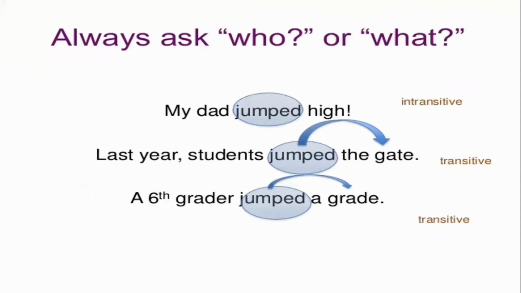So my dad jumped high, that's intransitive, right? But jumped the gate, jumped the gate. So after that, high, that's what you call an adverb भयो, right? But there, the gate, the grade, these are the noun or the subject भयो, right? Sorry, object भयो. So they are called transitive verb.